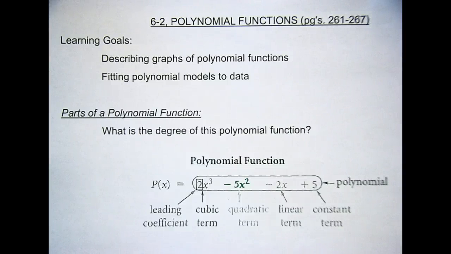Today is polynomial functions. Okay, we got our learning goals there. We're going to identify the different parts of the polynomial function today, figure out how to classify it based on number of terms and degrees, and then tomorrow you're going to start graphing that a bit more. We're also going to use our calculator to come up with some stuff today.